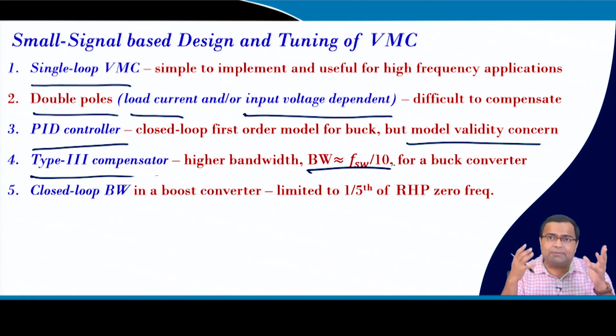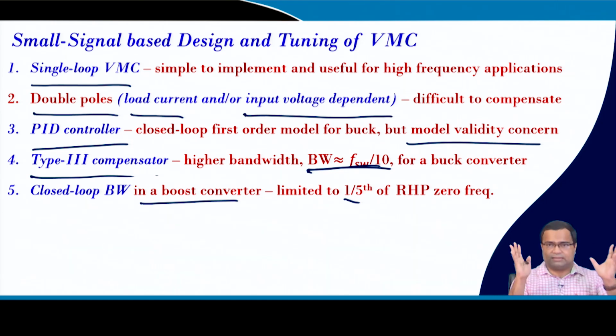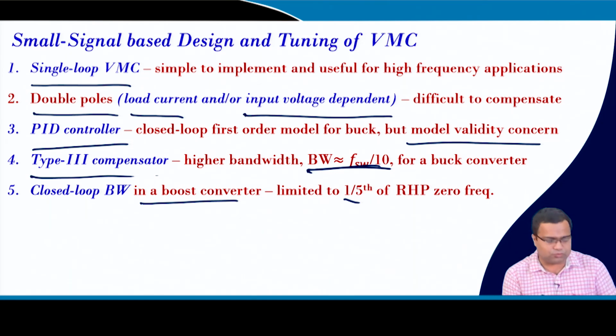But for the same type 3 compensator for the boost converter, it is limited to 1/5 of the RHP zero, but if the RHP zero frequency is very far away when the load current decreases, then again 1/10 of the switching frequency is the limit. So, the model limit is the minimum of 1/5 of the RHP zero comma FSW by 10, that is the limit of the boost converter closed loop bandwidth in terms of model validity.